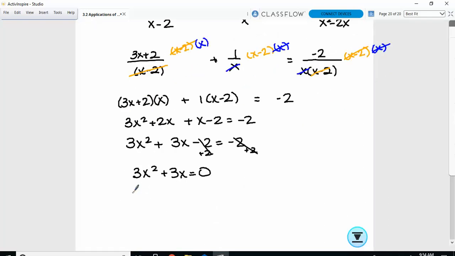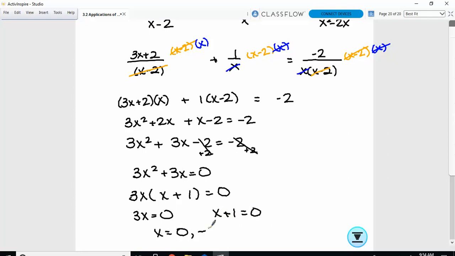So what do we do? Take out an x. You could take out a 3x even. Either way, you'll get the right answer. So if we set both of those equal to 0, we get 0 and negative 1. Are both of those answers okay? No, we said at the beginning that x couldn't be 0, so negative 1 is our only answer here.